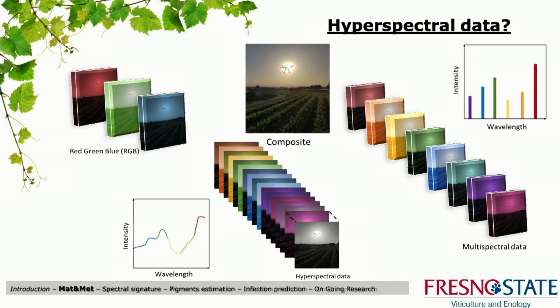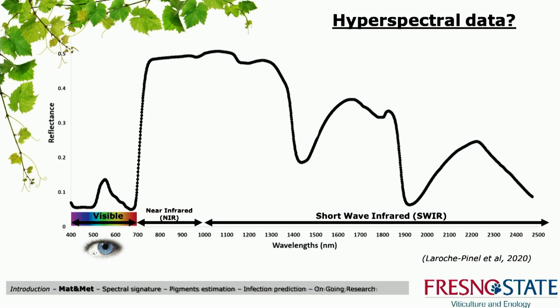This way, we can target some really specific chemical compounds, for example. So that's a spectrum of a vine. It shows the amount of light that is reflected by the vine at different wavelengths: in different colors in the visible, in the near infrared, and later in the shortwave infrared.